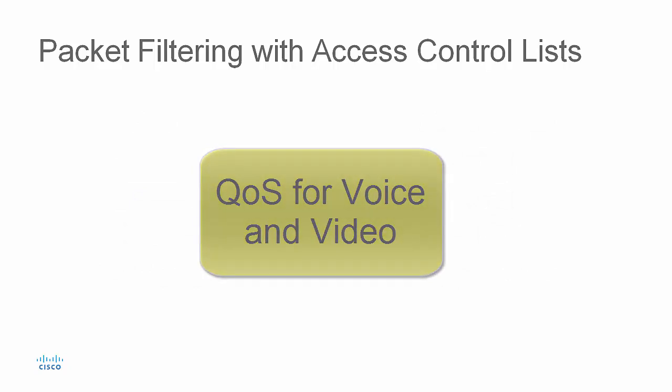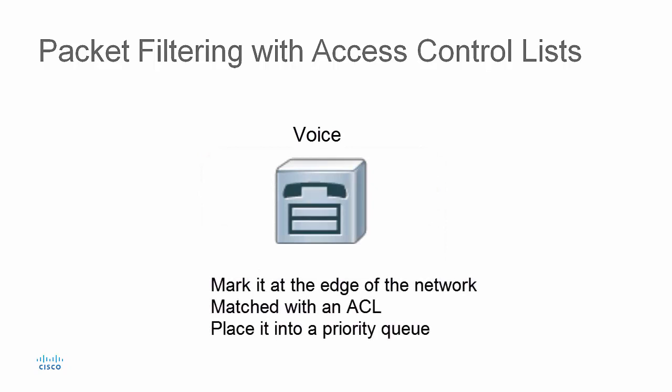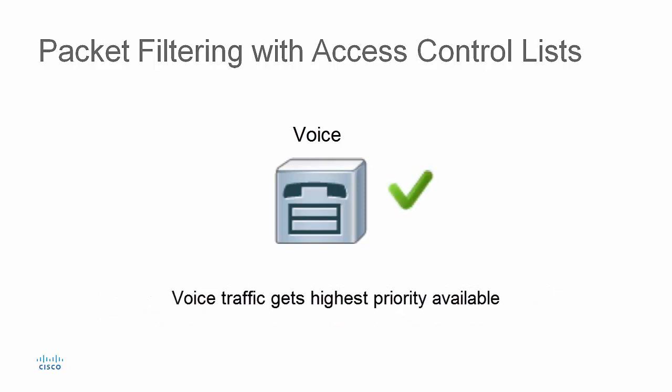Another example is ACLs implemented for QoS purposes when dealing with latency-sensitive traffic such as voice and video. In the case of voice traffic, we would mark it at the edge of the network and then match it with an ACL and place it into a priority queue. The voice traffic in the priority queue would be serviced before any other traffic, and only when the priority queue was empty would traffic in the other queues be serviced. Through this mechanism, we ensured that the voice traffic gets the highest priority and service available on the network.